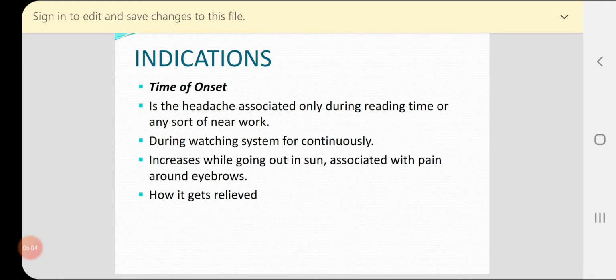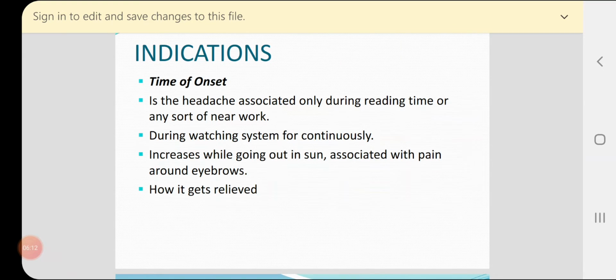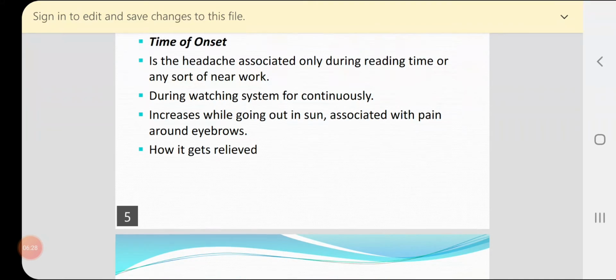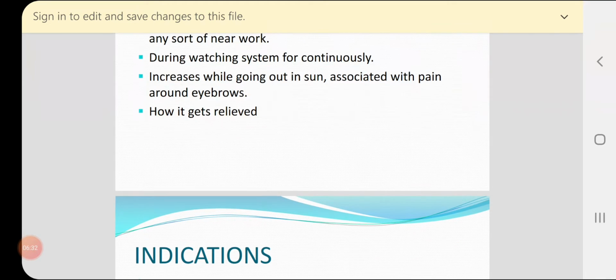Okay, and also we need to ask the patient, how do you get relief of your headache? Do you take food and get relieved of headache? Do you fall asleep and then your headache gets relieved? Do you eat chocolate? Do you eat coffee? You get relieved of your headache? Or you need to take medicines for the headache, or you use some kind of balms and all. Okay, so we need to ask how the headache gets relieved. Then only we can differentiate.